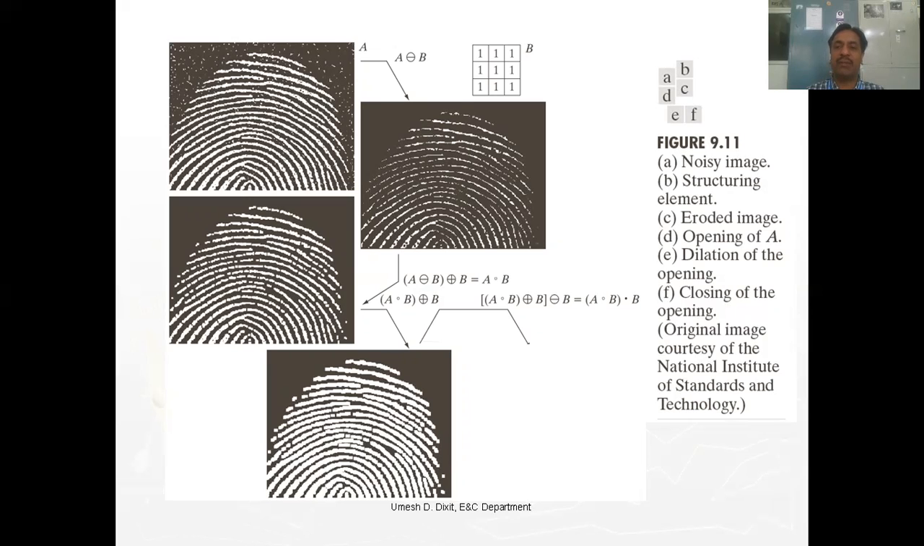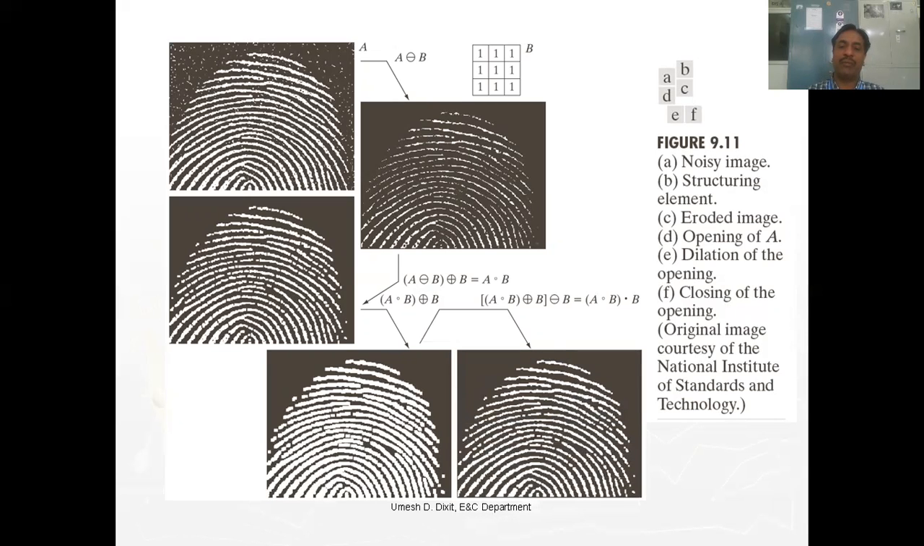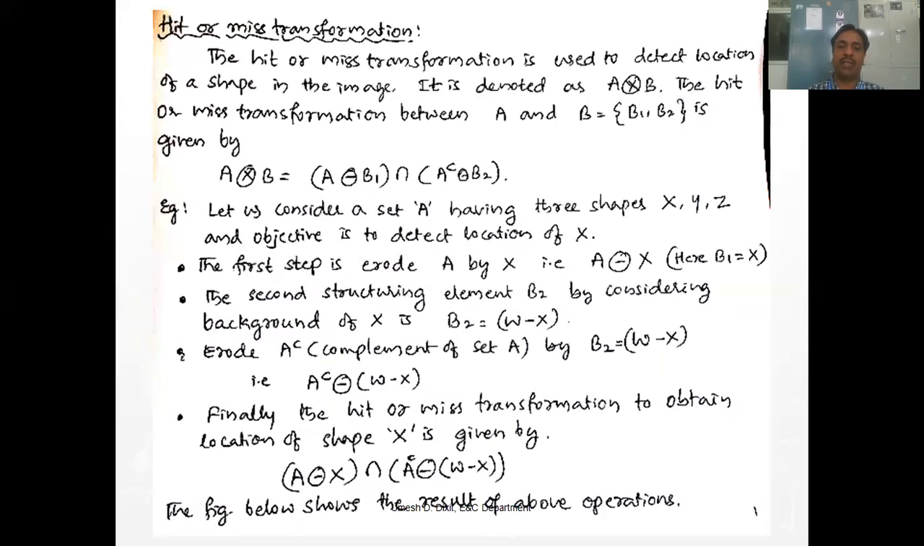And you have to explain with the examples. Okay, next we have one more important topic called hit or miss transformation. This particular transformation is used to detect the location of a shape in an image.